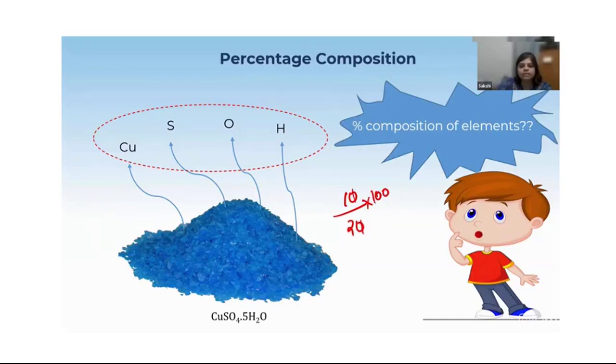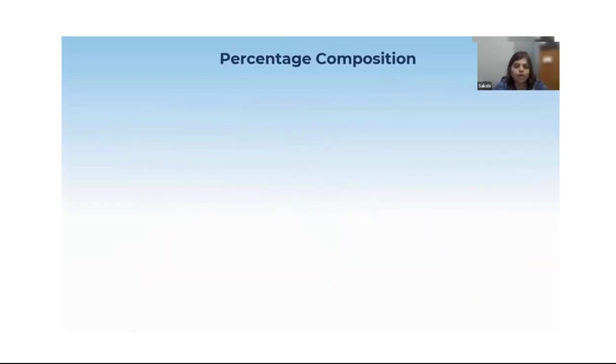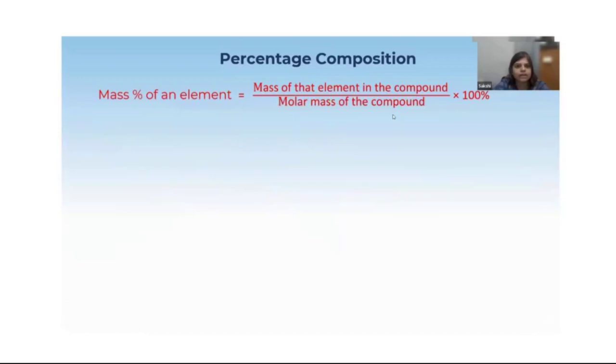So that means I got 10 by 20. When I multiply it, it would come up to be 50%, right? So I do 5 times 10, which is 50%. So I got 50% of marks. Similarly, I can calculate the percentage composition of any element in any compound.